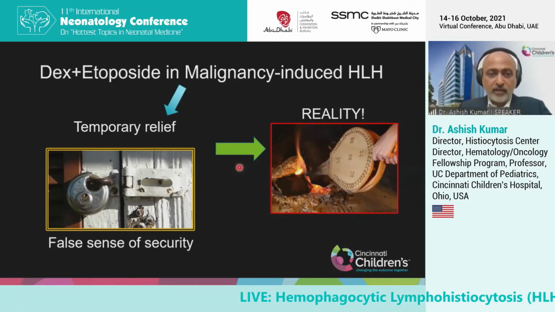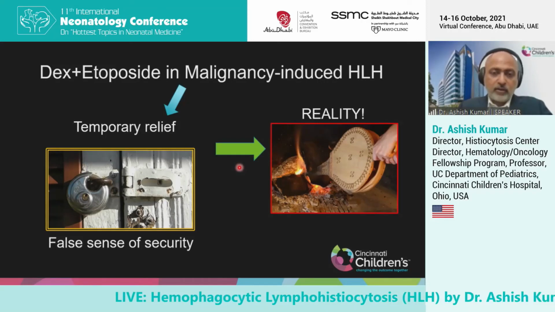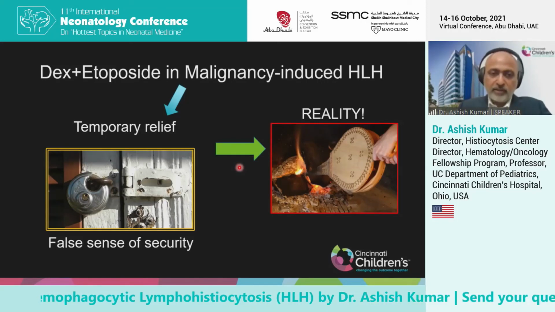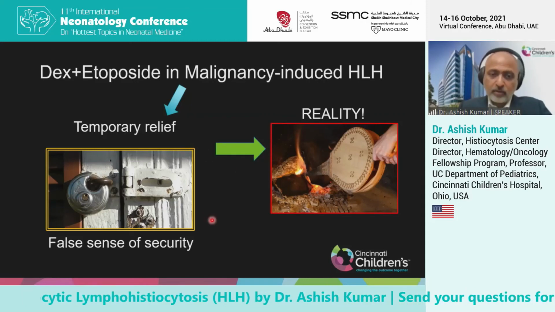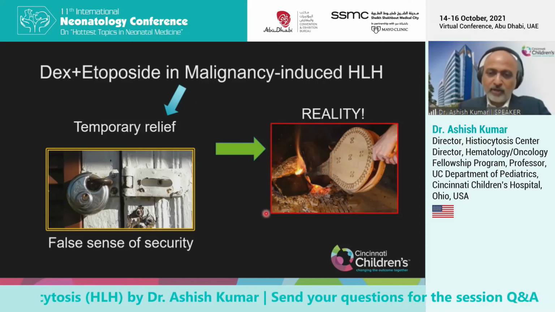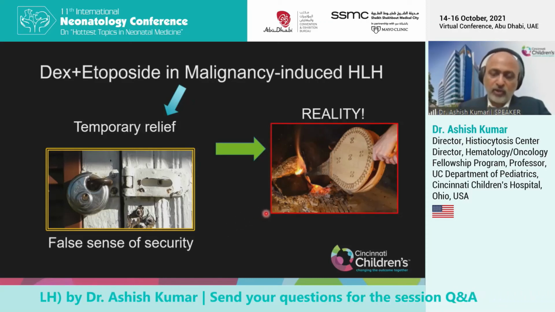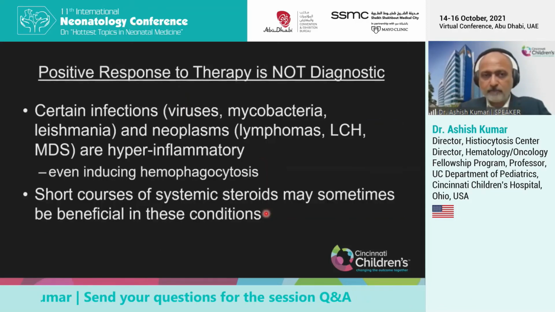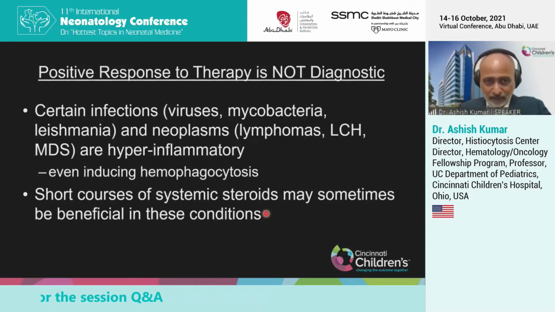Same thing if you have a malignancy such as leukemia or lymphoma. When you give such a child dexamethasone and etoposide or any of the other treatments listed, you do get a temporary response, but that is actually only a false sense of security. What you're doing is selecting for clones which will actually then give rise to a harder to treat lymphoma or leukemia.